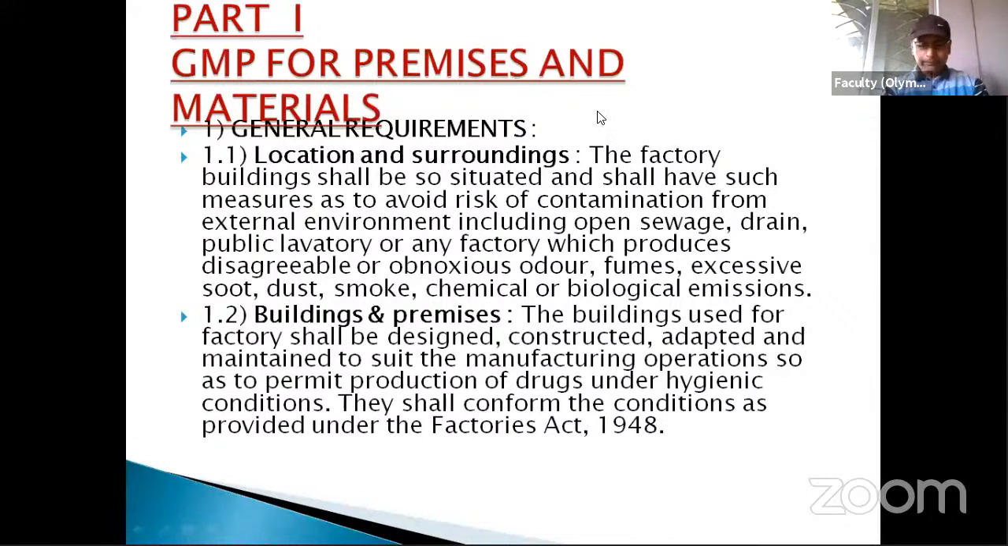Now, the Schedule M is broadly divided into two parts, Part 1 and Part 2. Part 1 provides good manufacturing practices for the premises and materials, whereas Part 2 for requirement of equipments in the factory premises for different category of products.